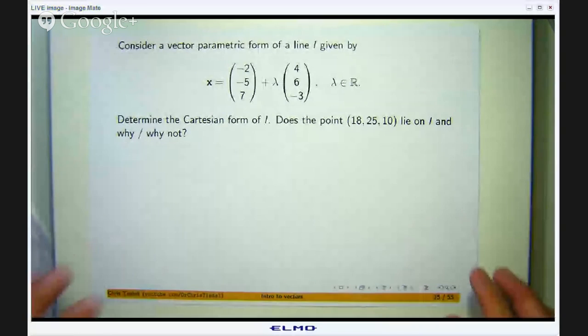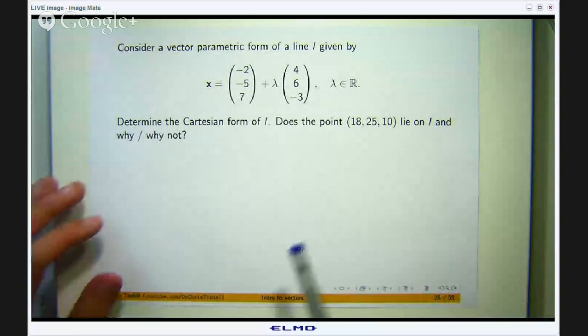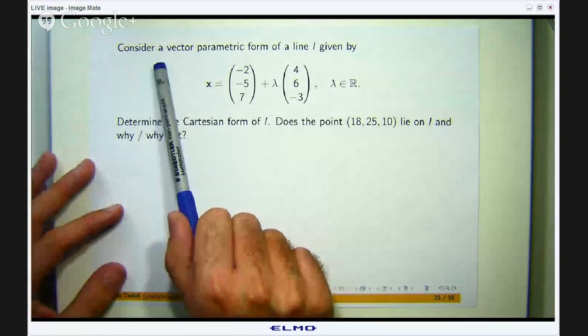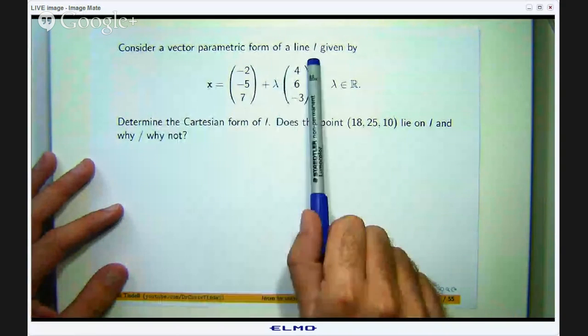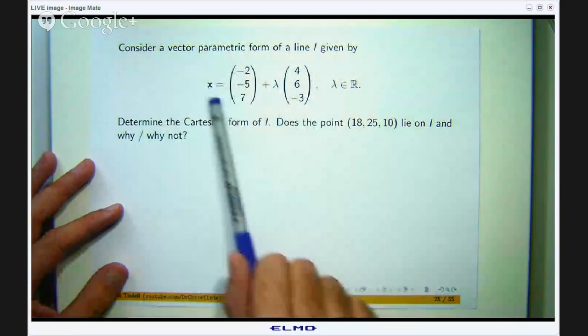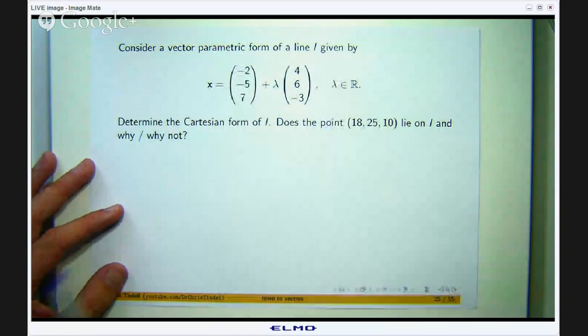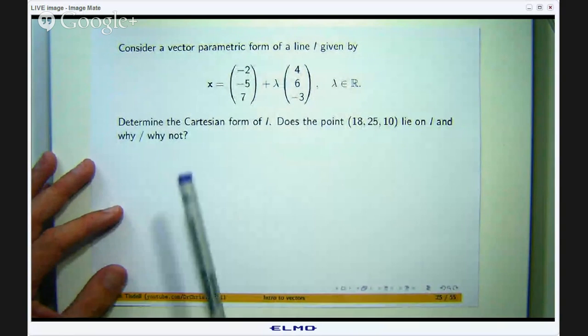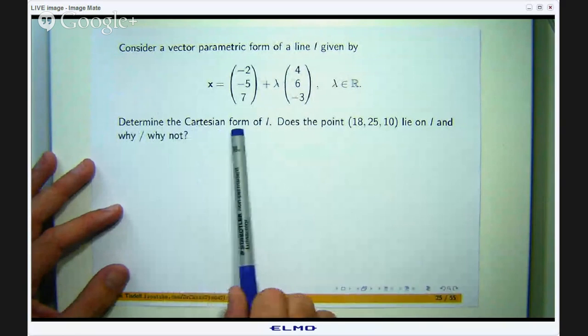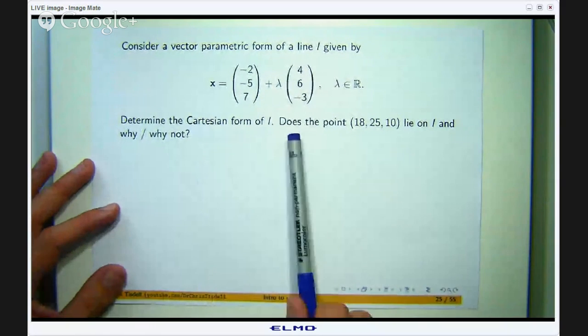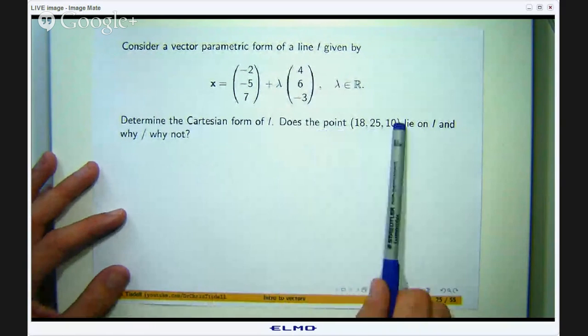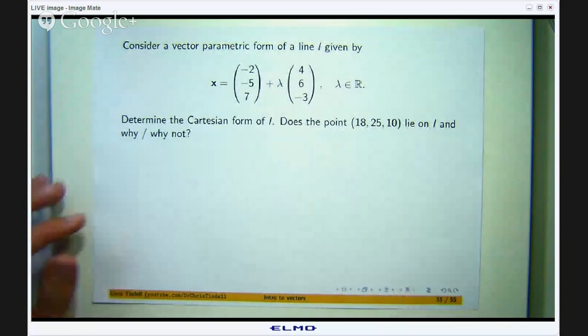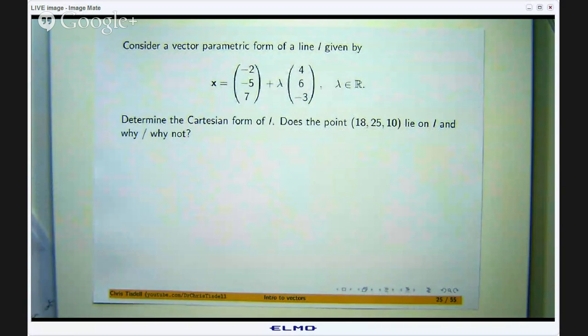Okay, so here is the example that we're going to look at. We've got a vector parametric form of a line L given by this here, and we're asked to do two things. We're asked to determine a Cartesian form for L, and secondly we're asked whether or not the following point lies on L and why not.